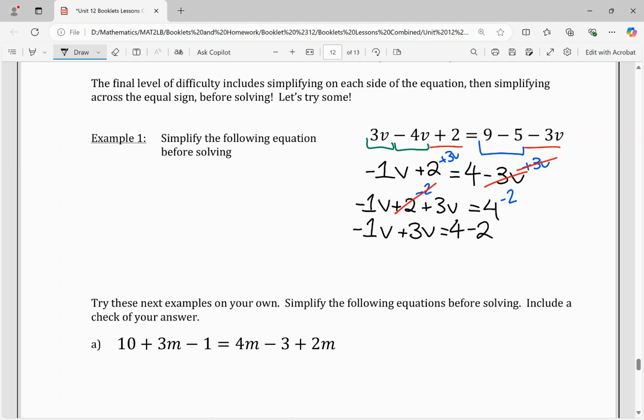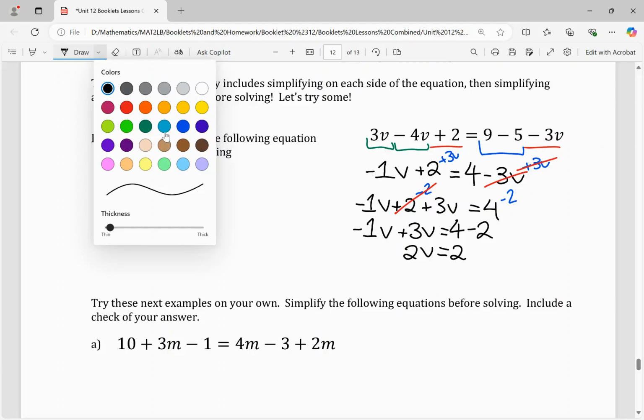So now that I have all of my terms with v on the left and all of my terms without a variable on the right, I can again collect like terms. So on the left, negative 1v plus 3v, negative 1 plus 3 is equal to 2. So this is 2v, and 2v is equal to 4 minus 2, which is equal to 2.